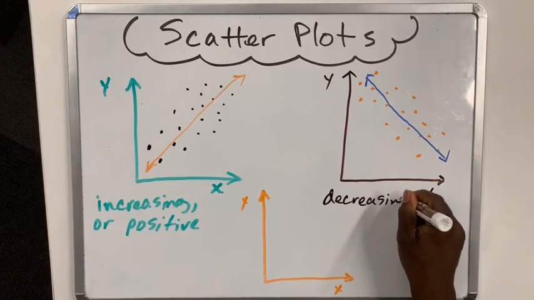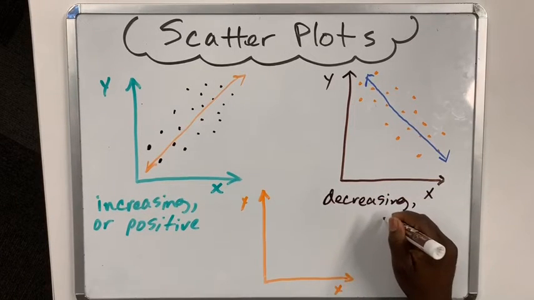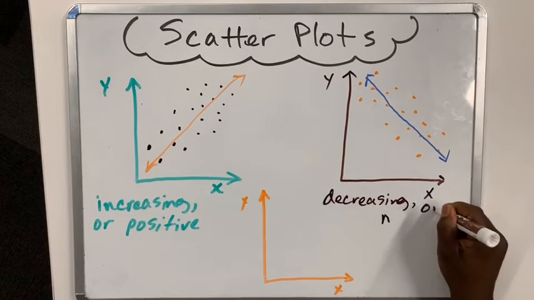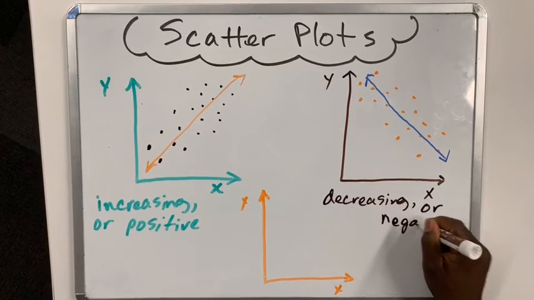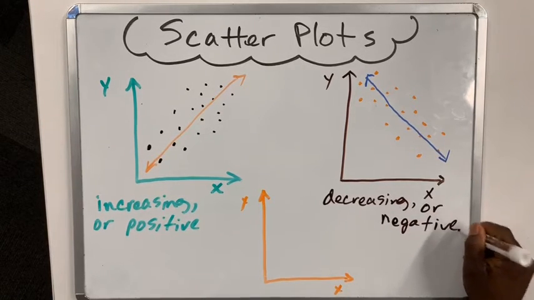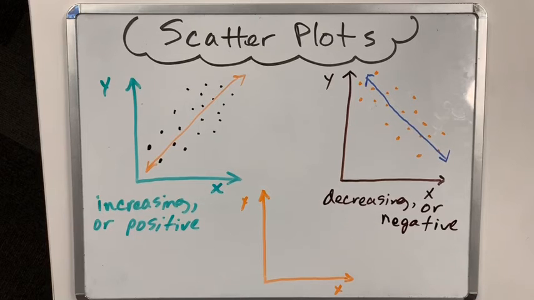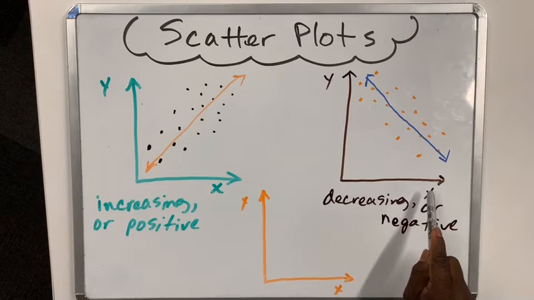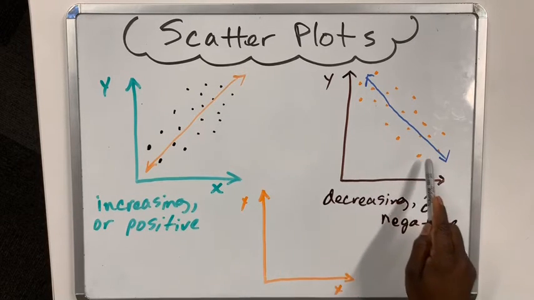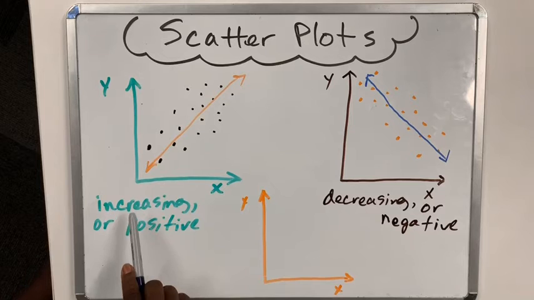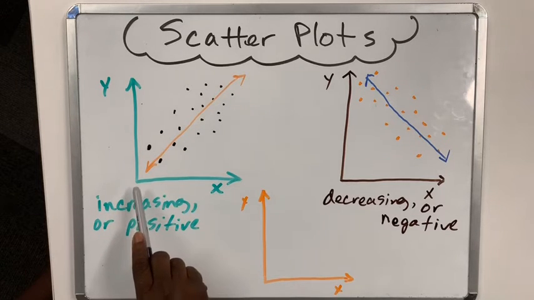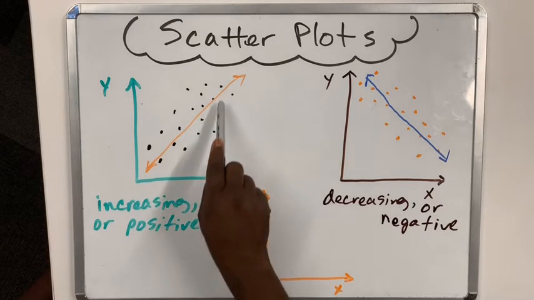okay? Or we say it's a negative scatter plot. All right. What that means is, as you can see, as the X values increase, the Y values are decreasing. Here, with the increasing or positive scatter plot, as the X values increase, the Y values increase.